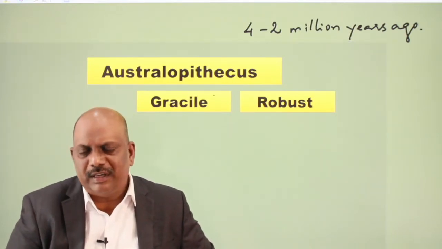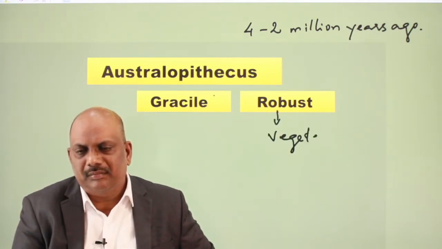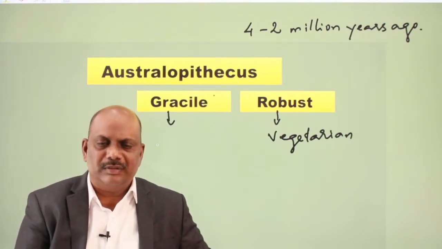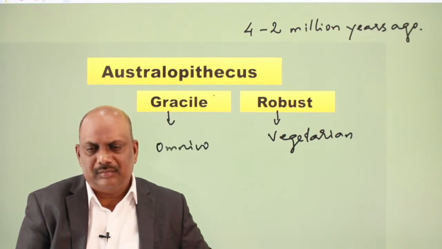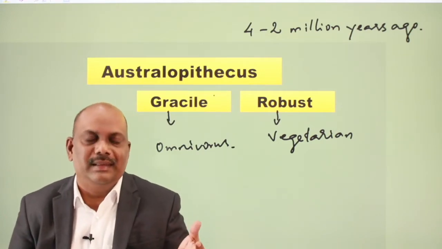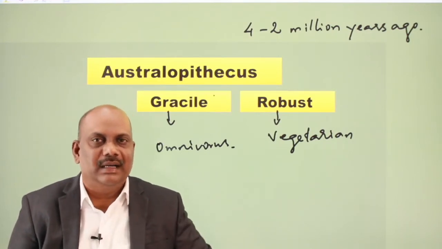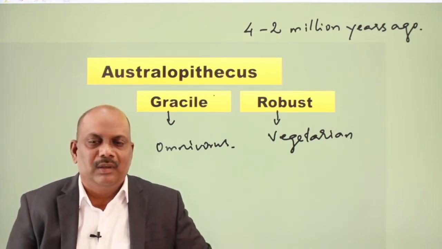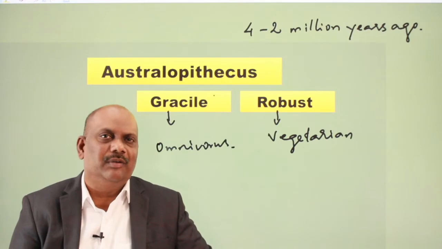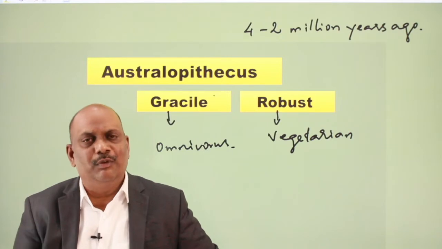These robust were strictly vegetarian. On the other hand, the gracile were omnivorous. Omnivorous means they eat both meat, fruits and nuts, tubers, they hunt animals, etc. So how do we know that the robust were strictly vegetarian and gracile were omnivorous? By studying the molars, we get some idea about their food habits.